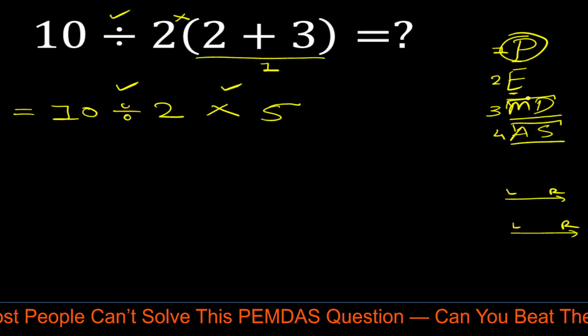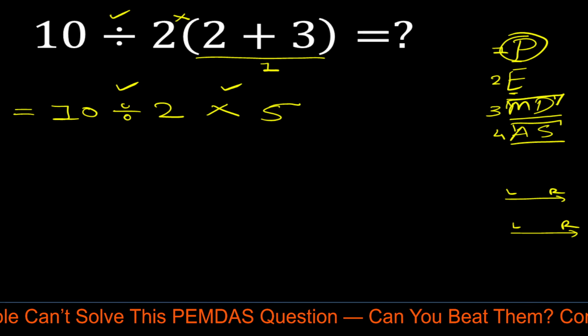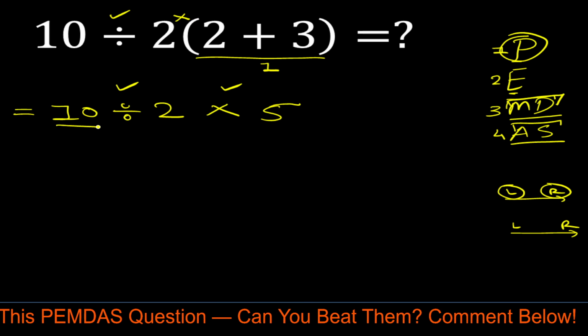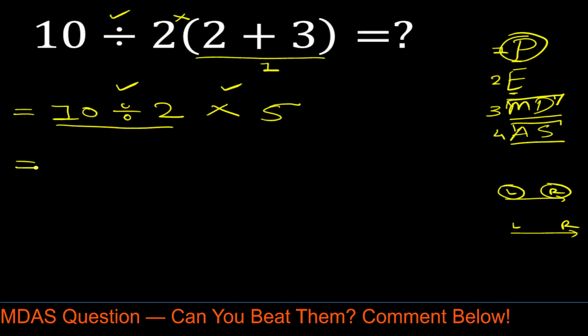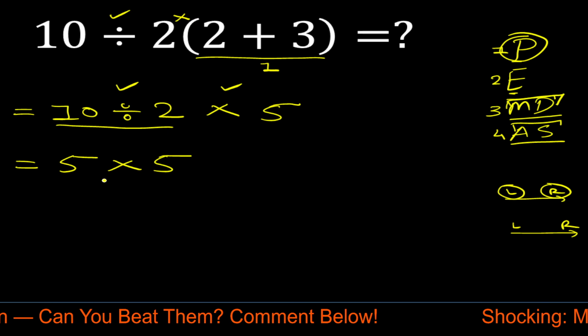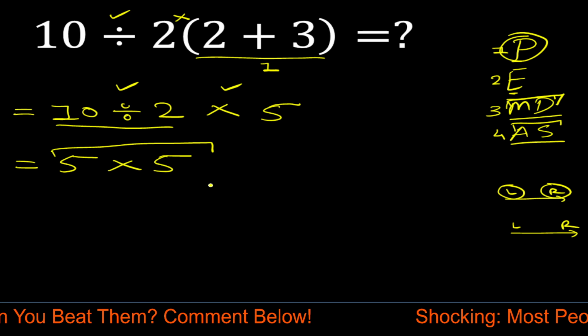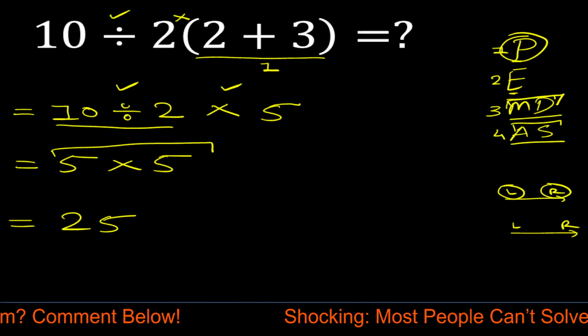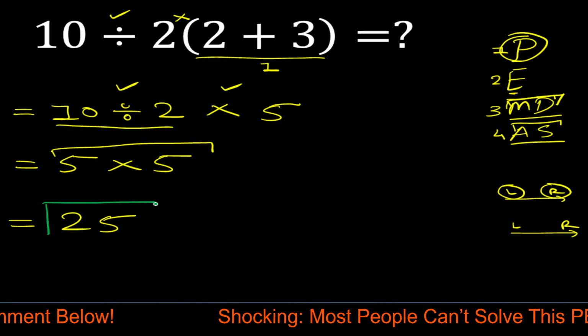So multiplication and division both have equal priority. So we have to solve it from left to right. So first we have to solve this division, right? So 10 divided by 2 is equal to 5 times 5. So now 5 times 5 is equal to 25. So the correct answer is 25, right?